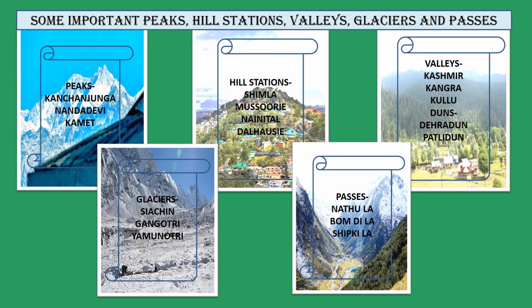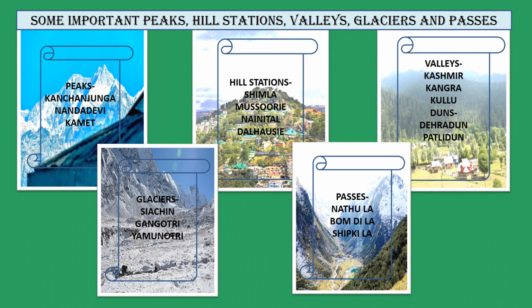Himalayas are known for their peaks, hill stations, valleys, glaciers and passes. Some important peaks, hill stations, valleys, glaciers and passes we can see here. Kanchenjunga is the highest peak of Himalayas located in India, although the highest peak of mountain located in India is K2, which is located in the Karakoram range, which is not a part of Himalayas.